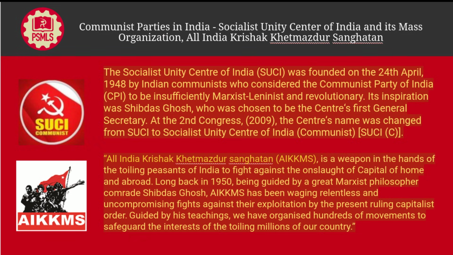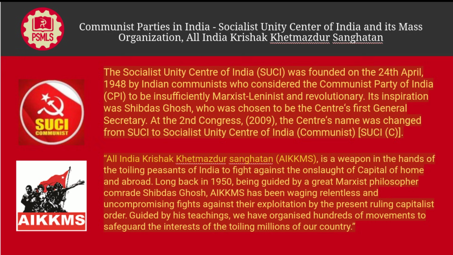All right, so here are two of our communist parties in India. You've got the Socialist Unity Centre of India, SUCI, and then they changed it to SUCI with another parenthesis C, because they wanted to say Socialist Unity Centre of India (Communist). And then there is AIKKMS, All India Krishak Khet Mazdoor Sangathan. Mazdoor means workers, and Khet means fields or farms. So, farm workers. Yes, and sometimes it's Khet Mazdoor, so it depends on how they're pronouncing it.